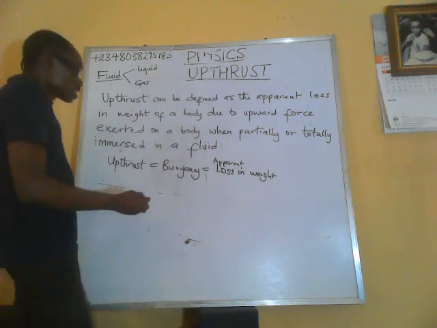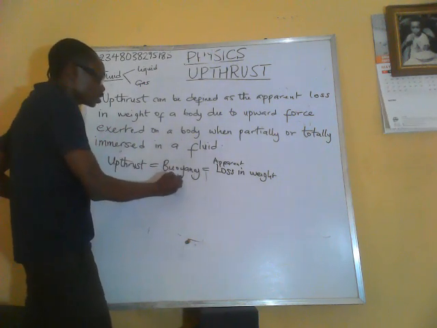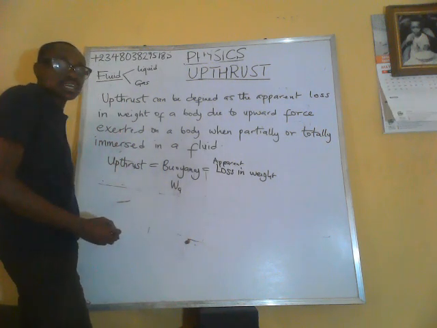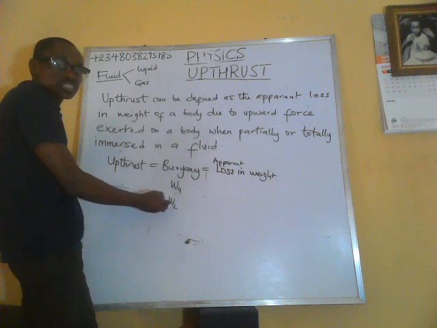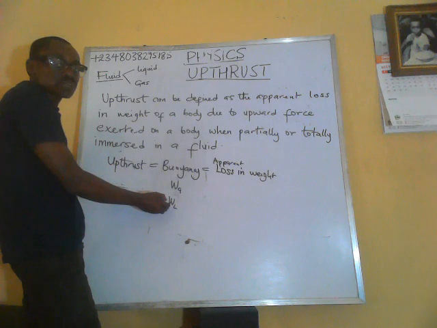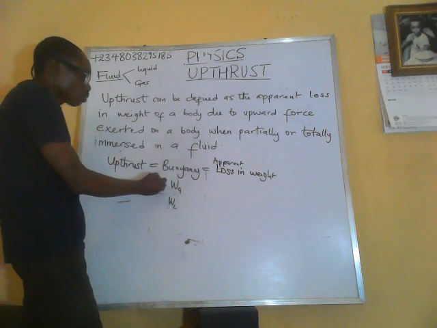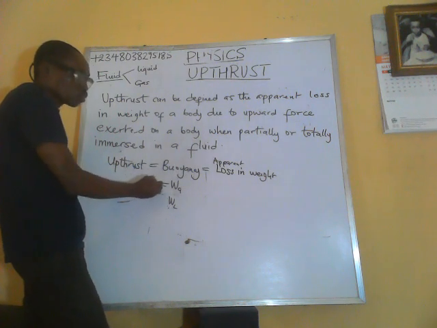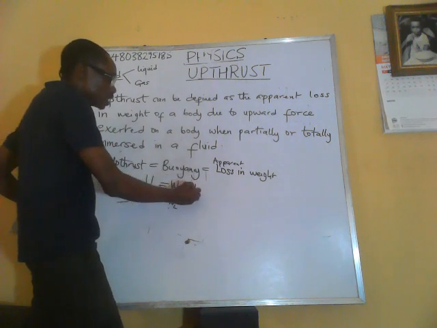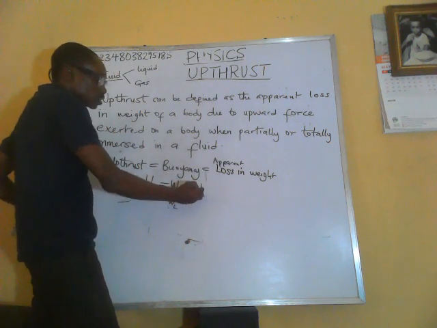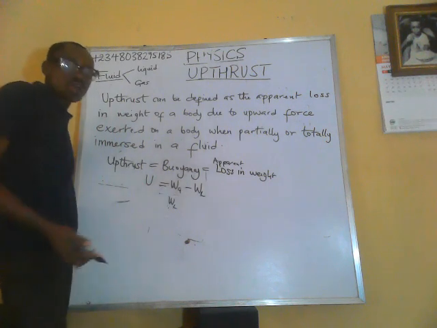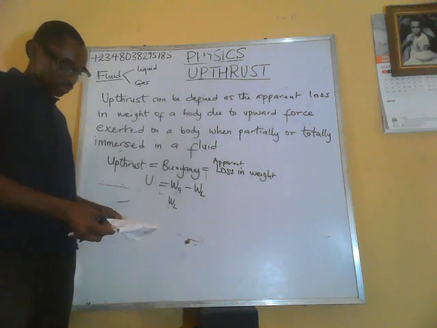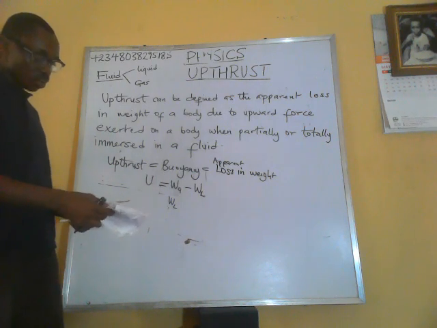Like I said, if the weight in air is WA and the weight in the liquid is WL, the weight in the fluid is WL. If we're using the liquid as the fluid in which that body is submerged, either partially or completely, then the upthrust U is equal to weight in air minus weight in the fluid, which is WL. We are using the liquid as the fluid now, so U equals WA minus WL. That's how we can calculate the upthrust.